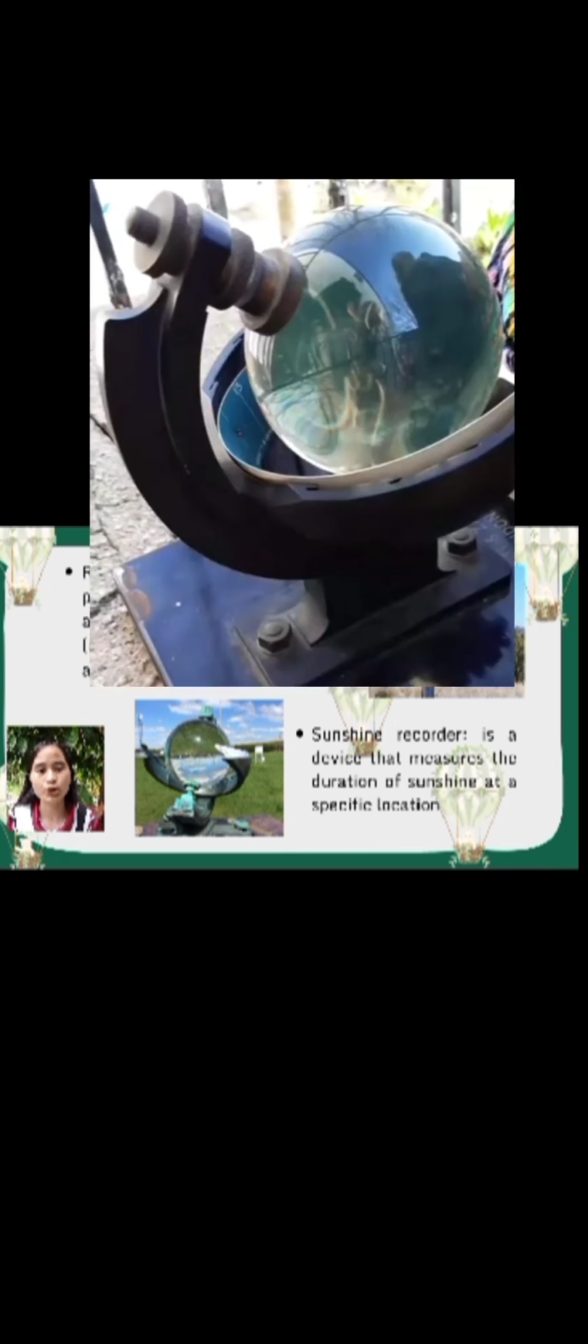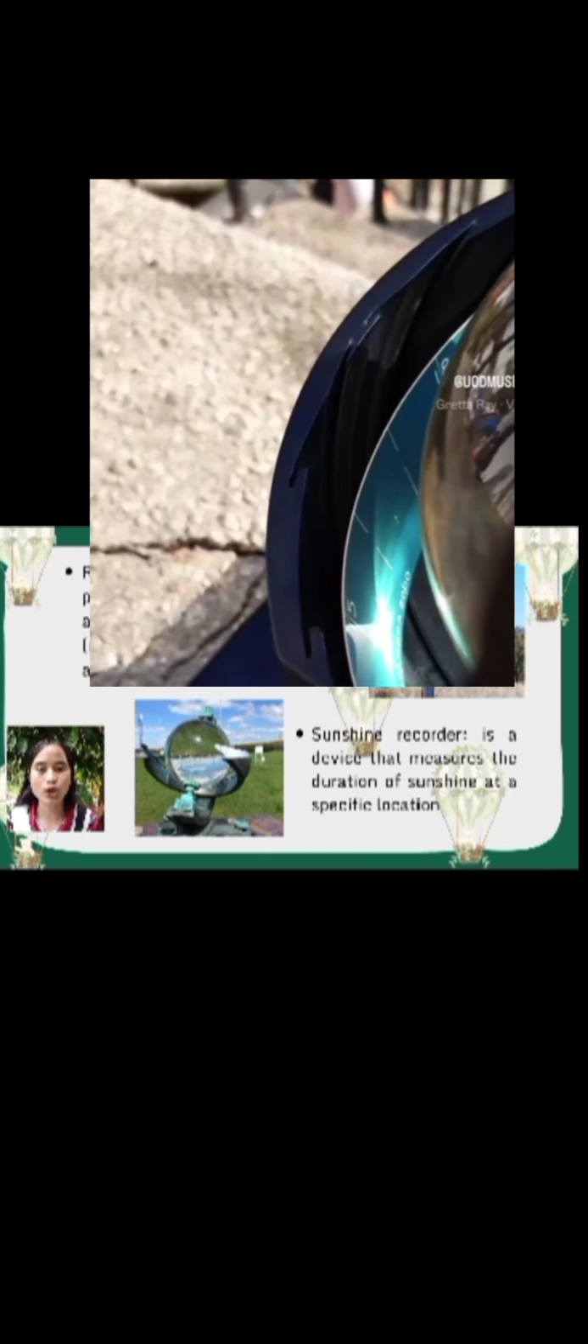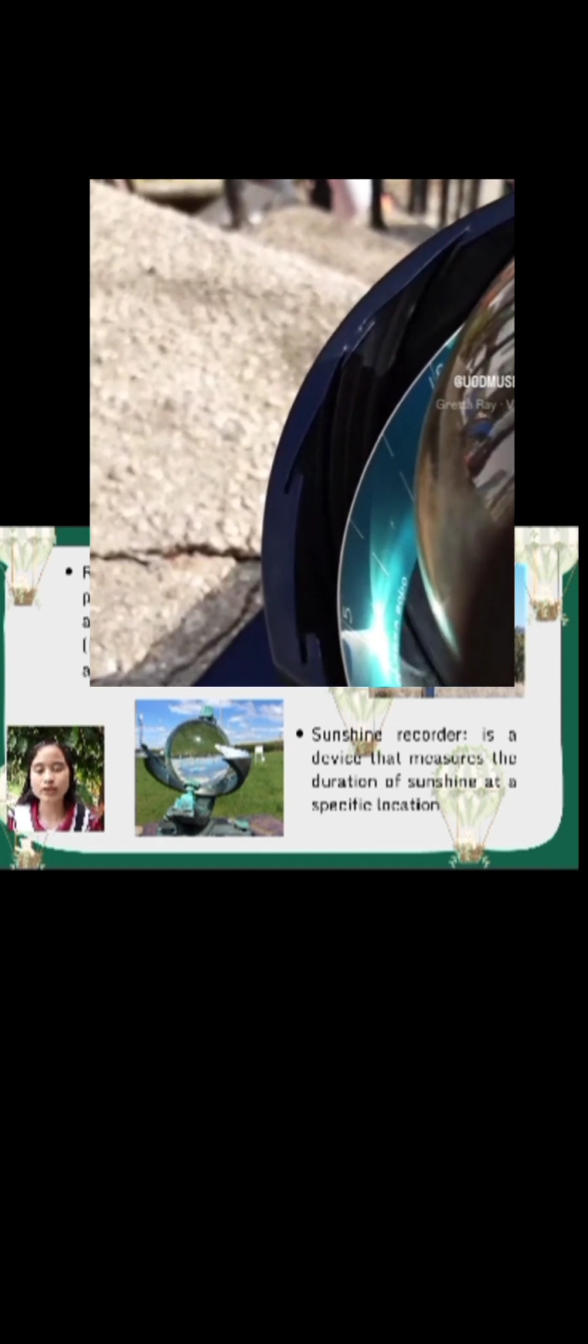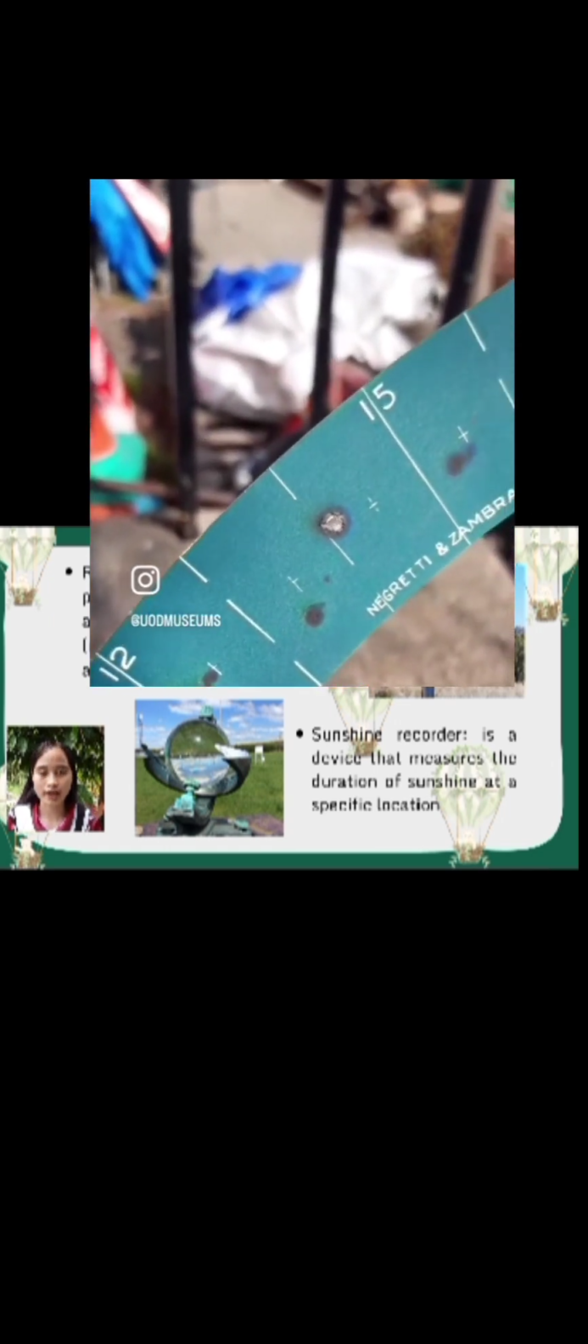The fifth instrument is the rain gauge. A rain gauge is used to measure the amount of liquid precipitation that falls over a specific area in a given period. The sixth instrument is the sunshine recorder. Sunshine recorders are used to help predict climate change by monitoring sunlight hours, and it also provides data for monitoring weather patterns and in assessing solar energy.